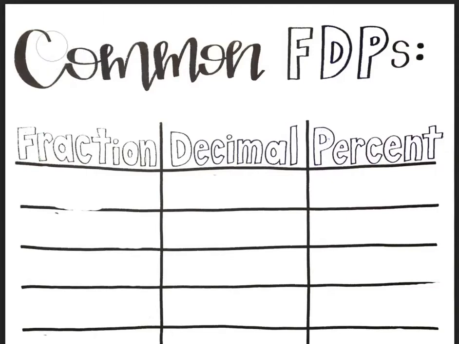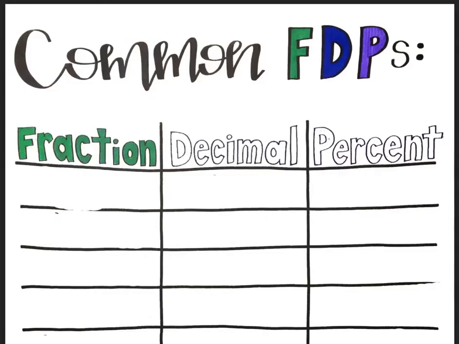All right, so here we are looking at common FDPs, and in this case, we're just using those to shorten what we mean when we say fractions, decimals, and percents. And so we're looking at common equivalences of fractions, decimals, and percents.